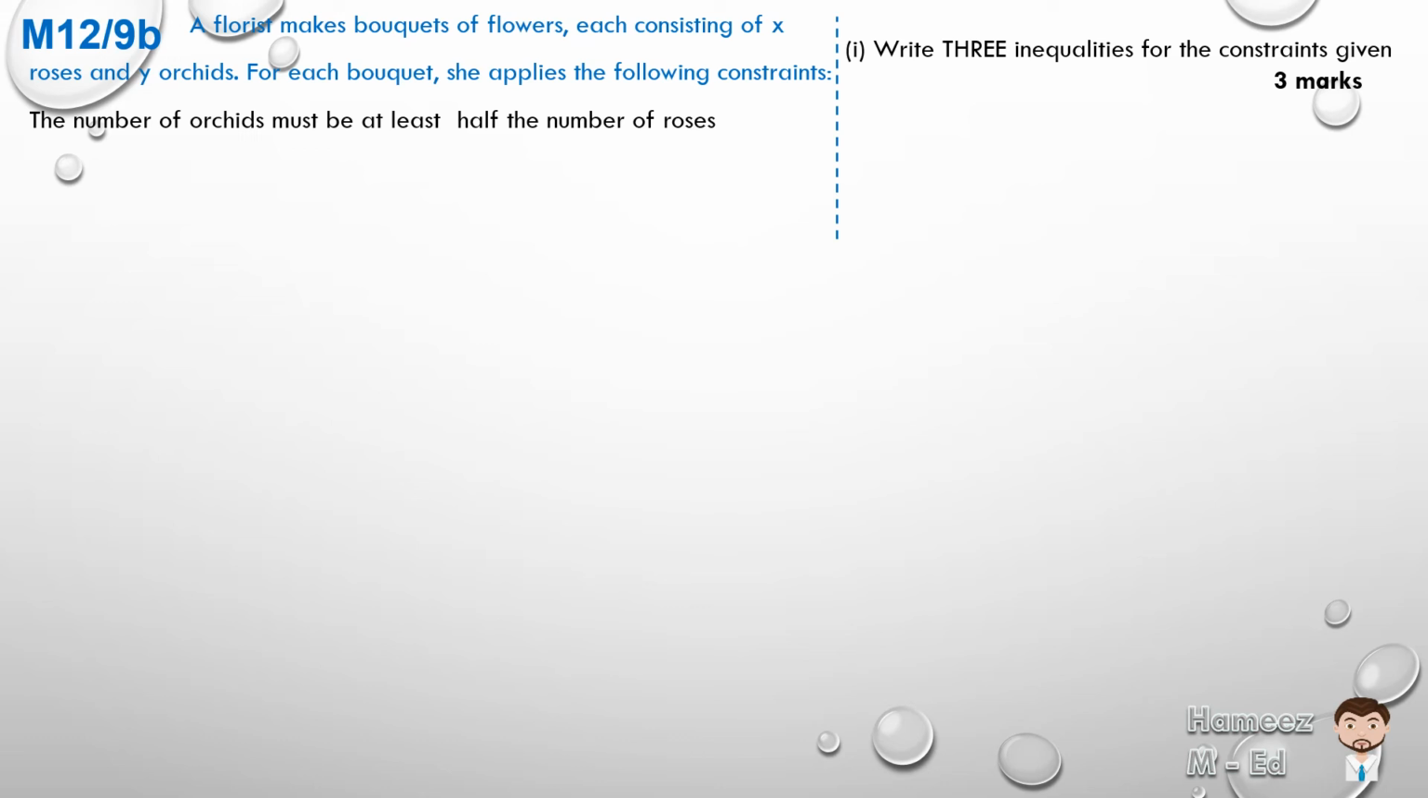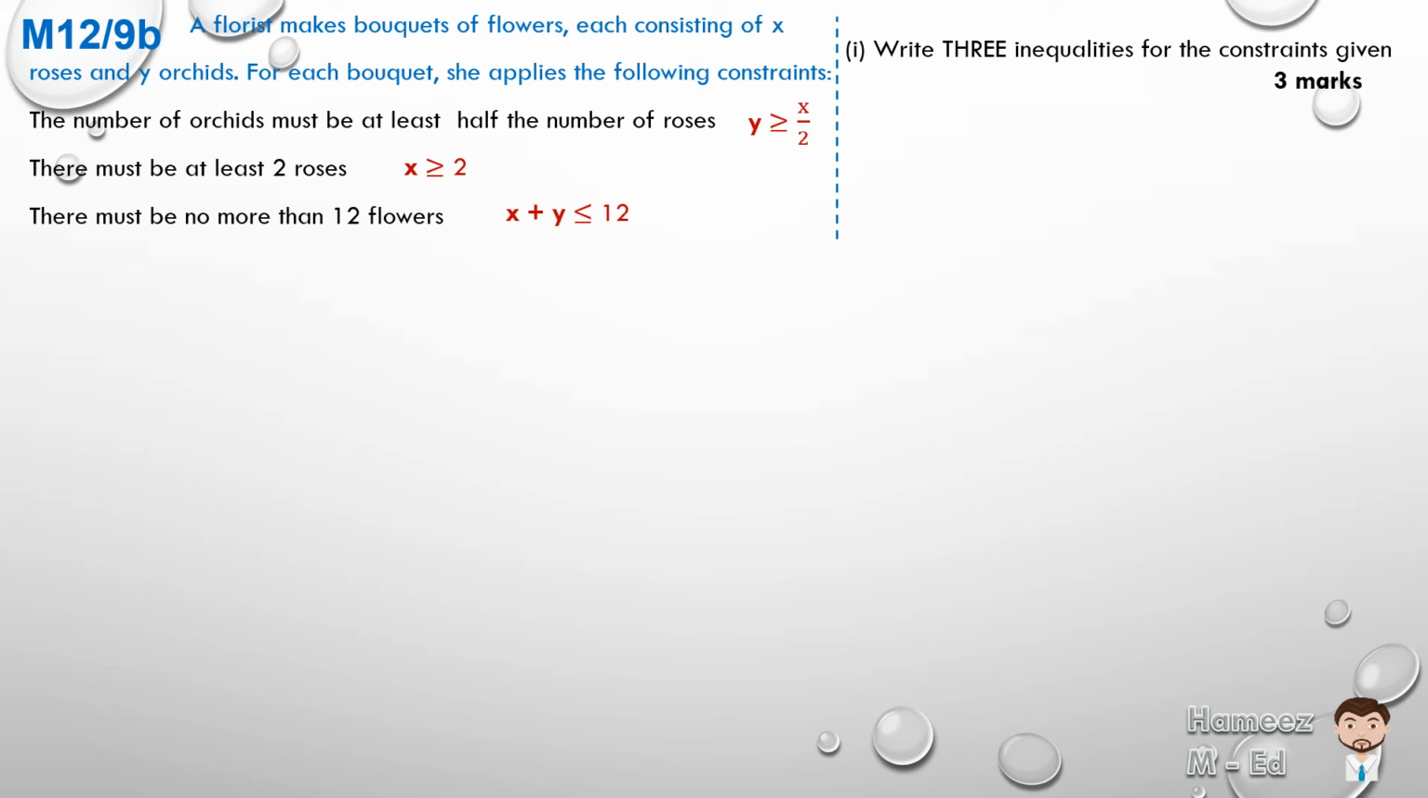So the number of orchids, which is y, must be equal to or more than half of x, or x on 2. Second condition, there must be at least 2 roses, and the number of roses is x, which means x must be equal to or greater than, so we say greater than or equal to 2. And there must be no more than 12 flowers. So if we add up the number of orchids and roses, x plus y, it must be equal to 12 or not more than that, meaning less than or equal to 12.